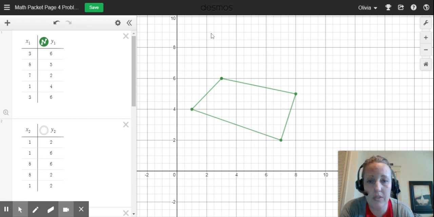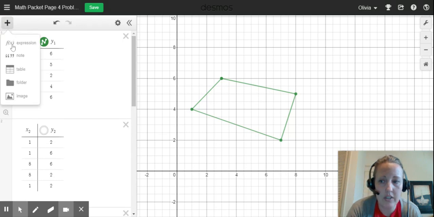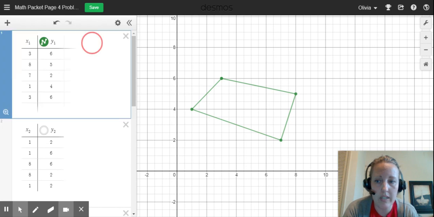This is Desmos.com and it's free. We've used it in class before. And it allows you to create points on a coordinate plane and to connect those points. So the way that I created this quadrilateral, which is obviously just a four-sided figure here, I made a table. So if you hit this plus sign up here, it says add item and looks like this. You can just scroll down to table, which is what I did.